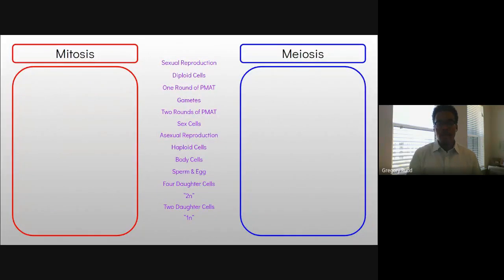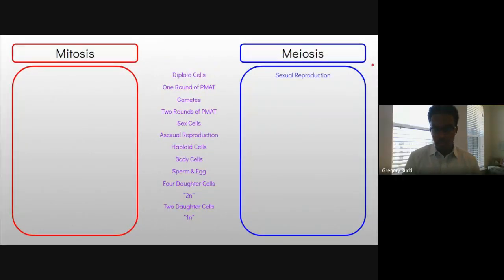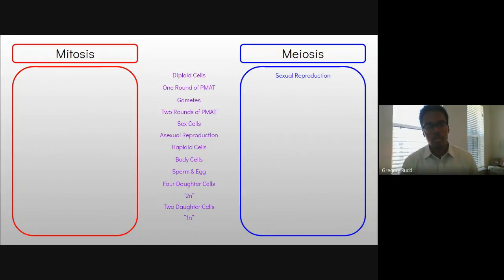All right, so I believe this is it. After this, we will maybe play a Kahoot, but let's see, can we classify all of these different terms as being characteristics of mitosis or meiosis? So the first term we have here is sexual reproduction. Is that mitosis or meiosis? Meiosis. That is meiosis, good. What about diploid cells? Would those be mitosis or meiosis? Mitosis. Good, that's mitosis.